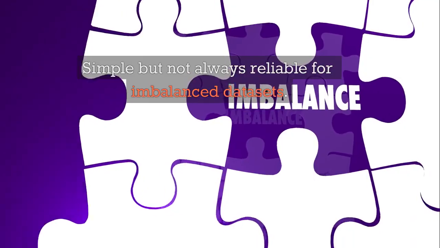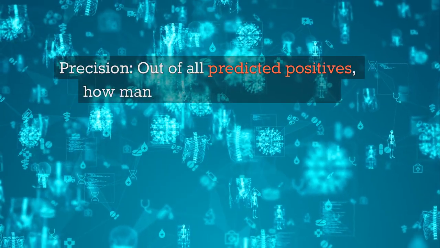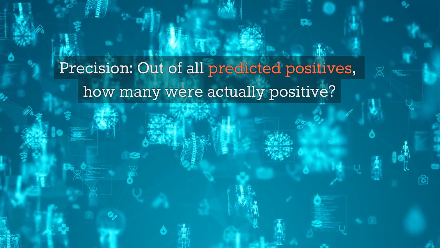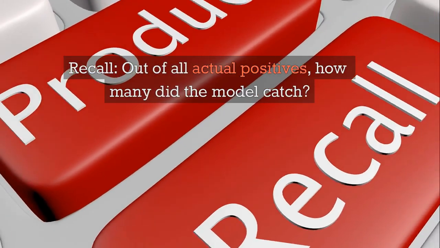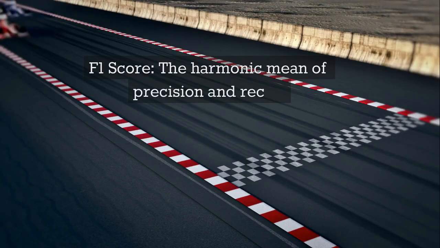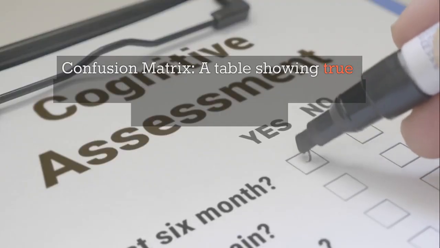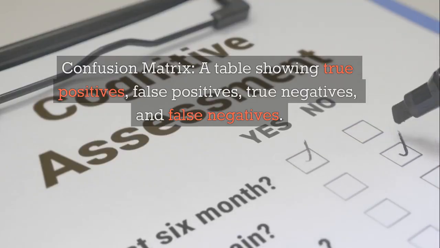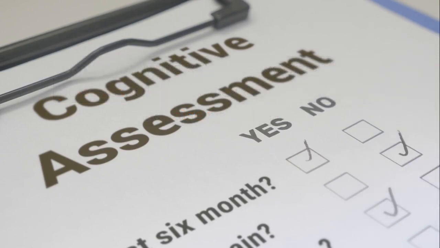Simple but not always reliable for imbalanced datasets. Precision: out of all predicted positives, how many were actually positive? Recall: out of all actual positives, how many did the model catch? F1 score: the harmonic mean of precision and recall. Confusion matrix: a table showing true positives, true negatives, and false negatives.